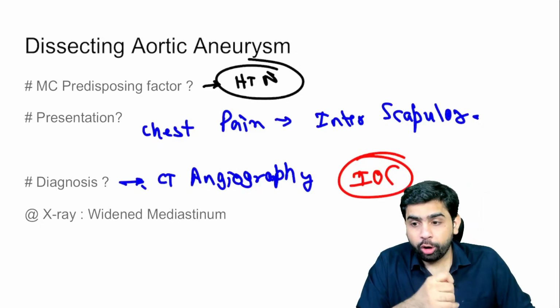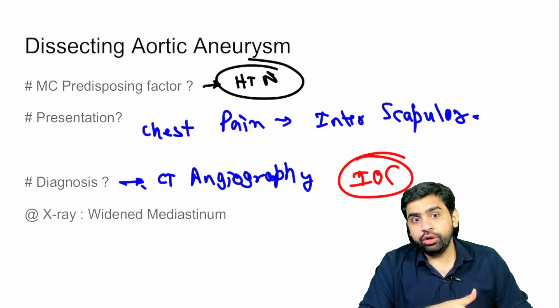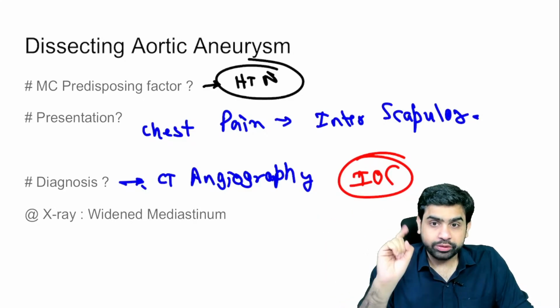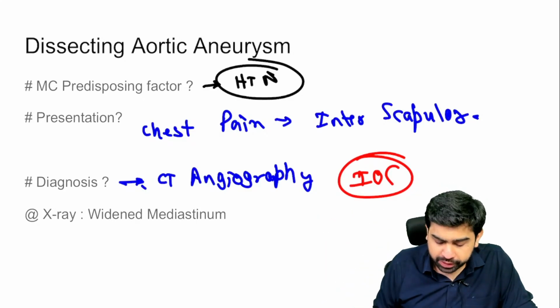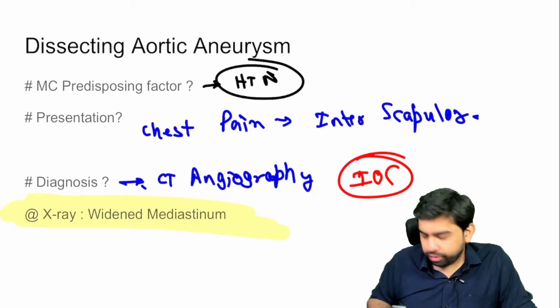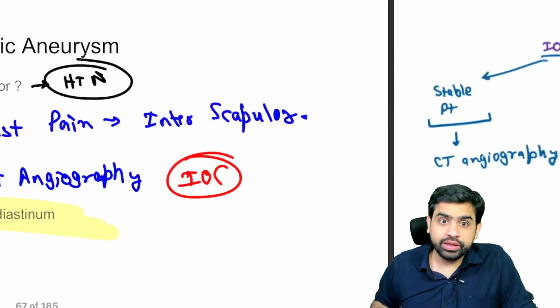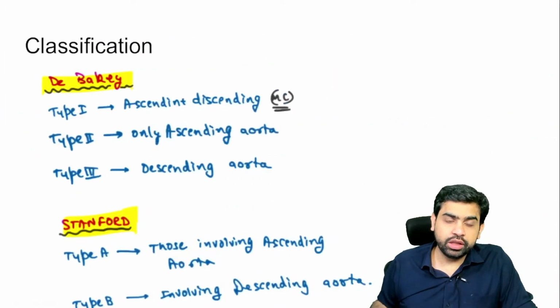Okay, now on the X-ray, what are you going to find? On the X-ray, you're going to find a widened mediastinum. That is something you should remember. It's not very specific because a widened mediastinum can happen because of a number of reasons. But yes, on the X-ray, what you might get is a widened mediastinum.